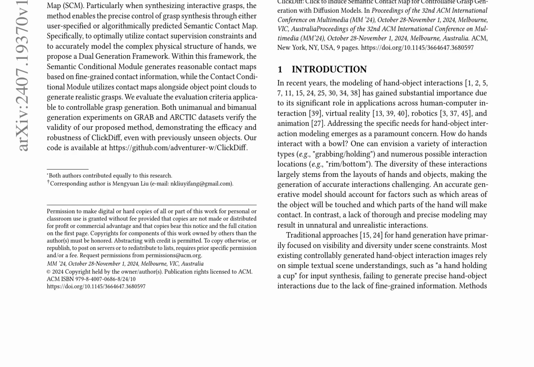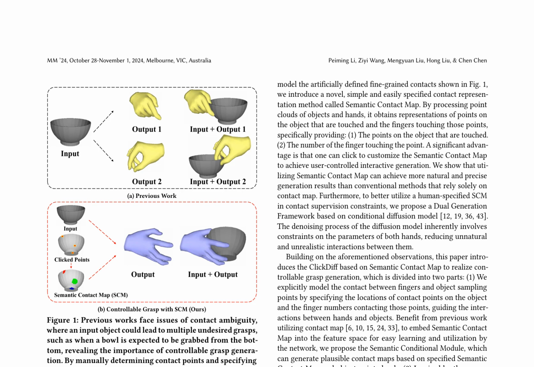The proposed dual generation framework consists of two modules: the Semantic Conditional Module, which generates contact maps using SCM as conditions, and the Contact Conditional Module, which synthesizes hand grasps based on generated contact maps and object point cloud information as conditions. The tactile guided constraint is introduced to extract pairs in the SCM that represent touching and integrate contact information into the Contact Conditional Module.